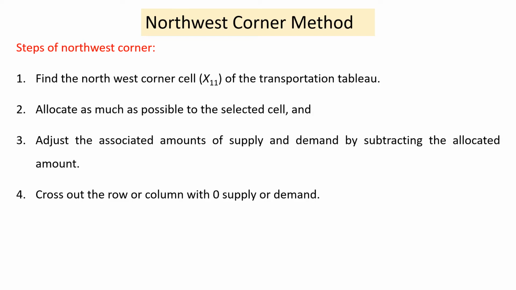The steps of the northwest corner method: the first one is to find the northwest corner cell, that is x11 of the transportation tableau. The second is to allocate as much as possible to the selected cell and then adjust the associated amount of supply and demand. And the last one is to cross out the row or column with zero supply or demand.